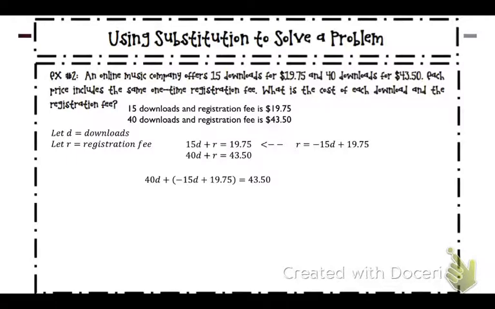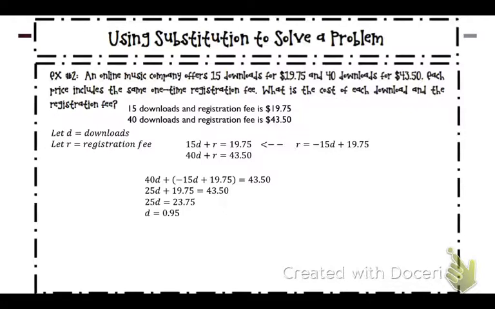So I get 40D plus negative 15D plus 1975 equals 4350, which is 25D plus 1975 equals 4350. Subtract the 1975 over, you get 25D equals 2375. Divide by 25, and you get D equals 95 cents, or 0.95. So that means each download is 95 cents.